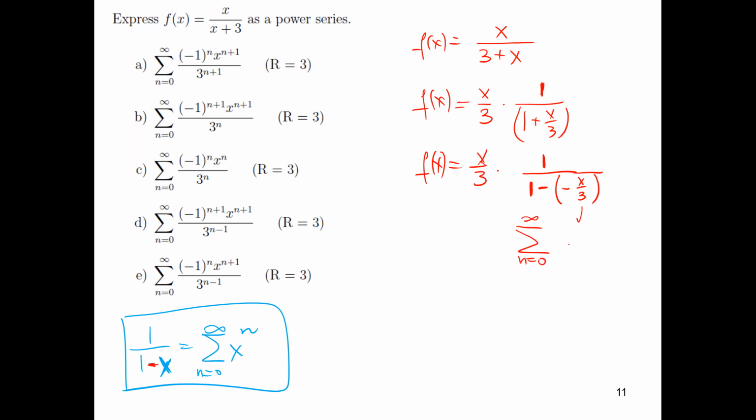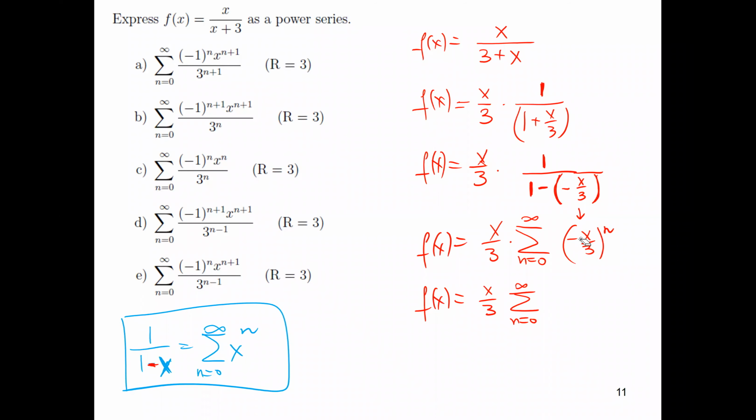It's just this quantity, negative x over 3 to the power of n. And I can still keep this. Okay, that's my power series representation. We have to clean it a little bit. We have to make it nicer, but that's the way. We're just looking at this number and we can place here. Okay, but let's see, because probably we still don't see what answer, which one is correct.